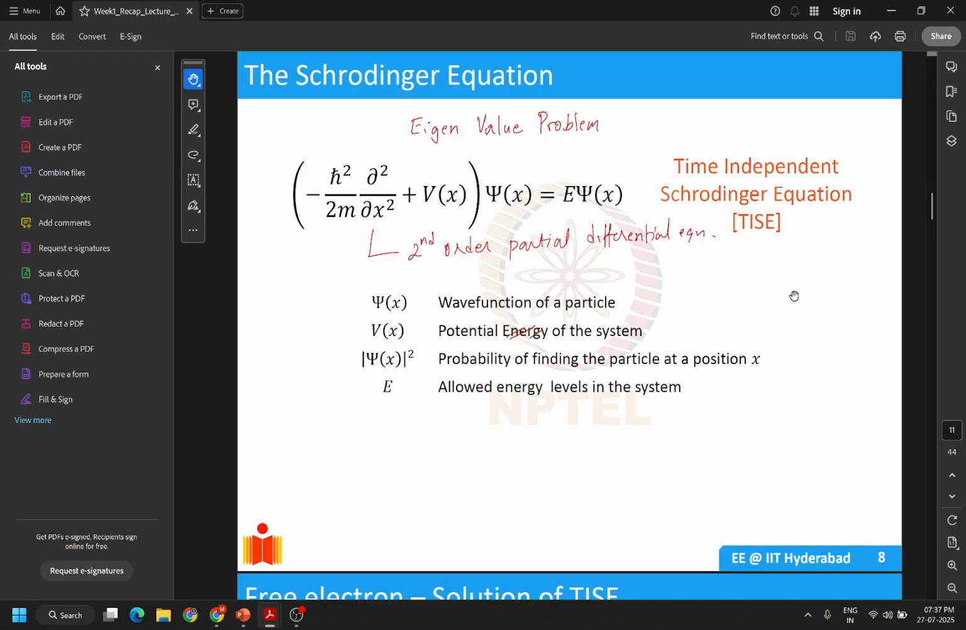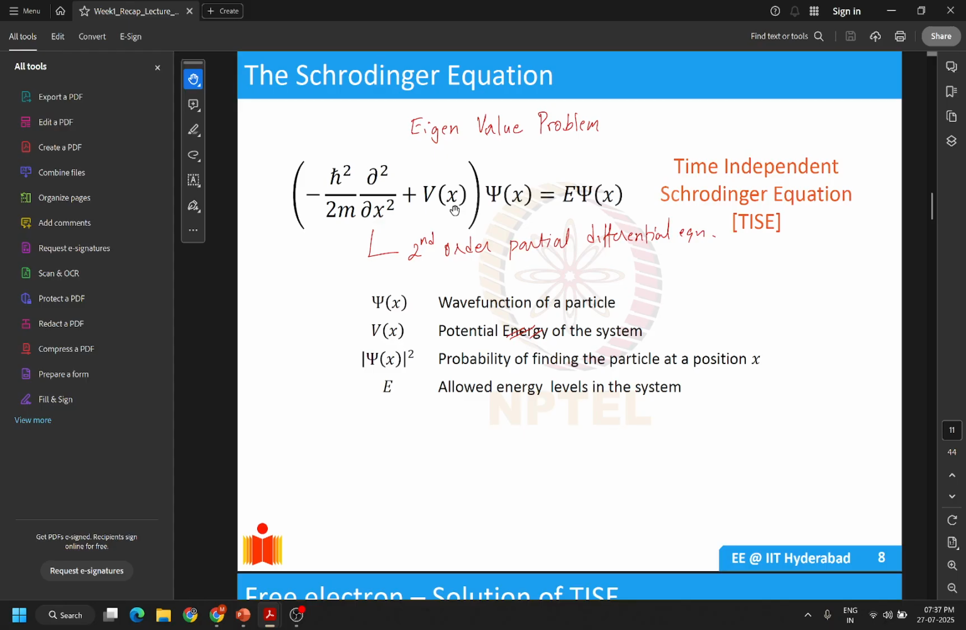So the quantum mechanical operator for p² becomes minus ħ² ∂²/∂x², and V(x) is the potential energy at the position x. So we multiply it to the wave function, which gives the position of the particle at any given point.